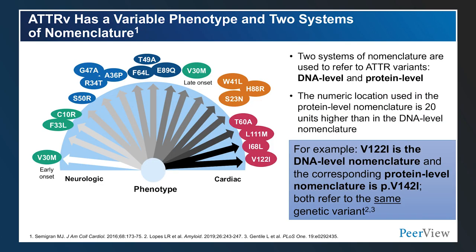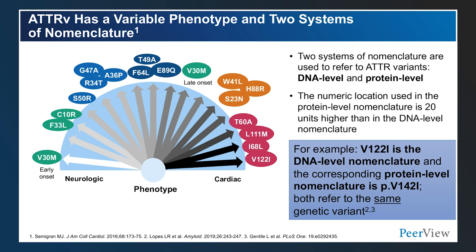There are two systems of nomenclature which are used to refer to variants: the DNA level and the protein level. The numeric location used in the protein level nomenclature is 20 units higher than in the DNA level. So for example, V122I is the DNA level nomenclature, and the corresponding protein level is actually V142I. This can be a little bit confusing, but essentially they refer to the same variant.